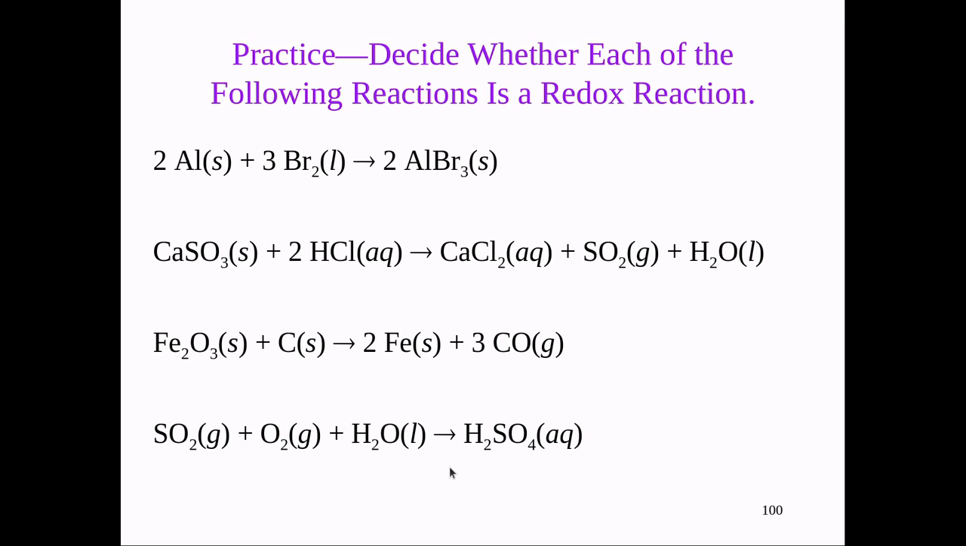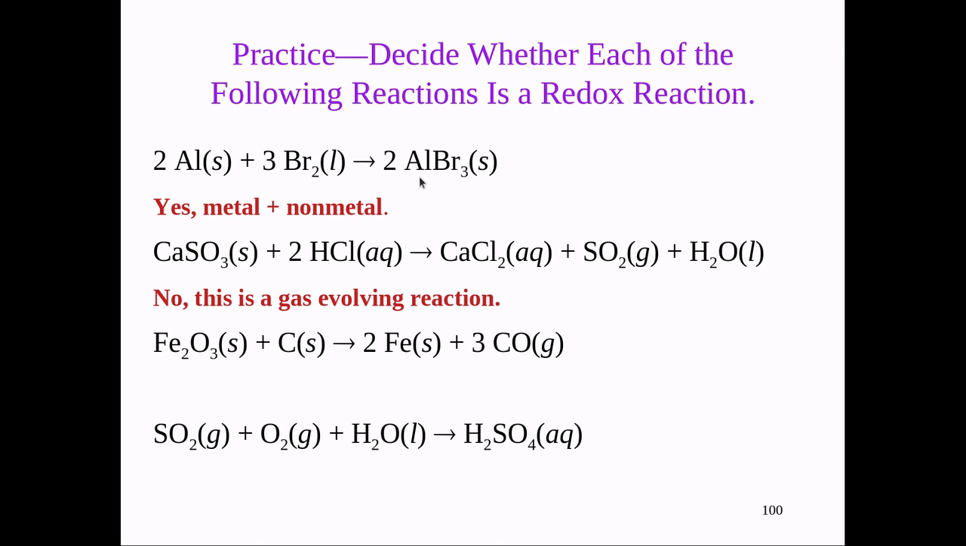Let's do a couple practice problems and see if we can decide whether each of the following reactions is a redox reaction. Let's take a look at this first one. Yes, it is, and it's indicated because we have a metal, aluminum, reacting with a non-metal, bromine. And this next one is not a redox reaction because it's one of our other groups here. It's a gas evolving reaction. So if you can identify it as one of the other types of reactions we've talked about, it's not a redox.